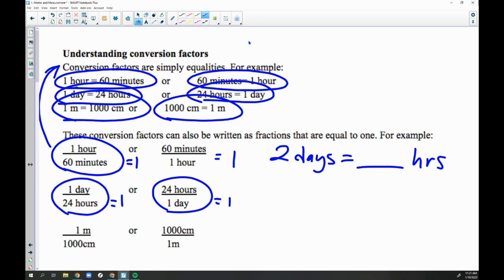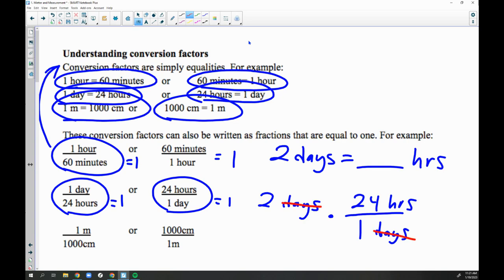We can take our 2 days and we can multiply it by one of these conversion factors. We're going to multiply it by the conversion factor that relates days to hours. And I'm going to put days on the bottom. So 1 day equals 24 hours. And what did we say we can do when we have the same unit on top and the bottom in a fraction multiplication? We can cancel it out. So this allows us to cancel out days. And we multiply 2 by 24, and we get 48 hours. Again, probably a lot of you can do that in your head, but this illustrates the procedure. You're definitely going to see some problems you can't do in your head.